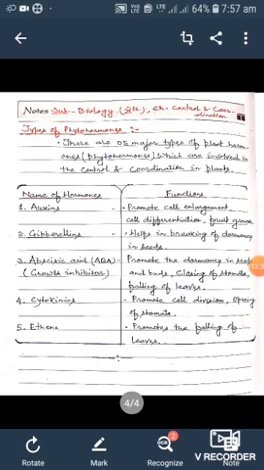Fourth is cytokinins. It promotes cell division and opening of stomata. Fifth is ethene or ethylene. It promotes the falling of leaves.